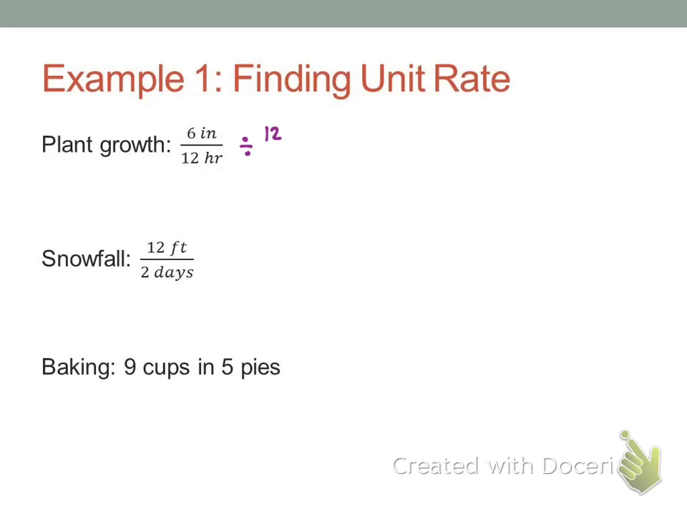In this case, it's going to be 12 over 12. That's going to get your bottom number to cancel out, because here's what I'm trying to figure out. I know that a plant grew 6 inches in 12 hours. I want to know how much the plant grew in 1 hour. That's why it's called unit rate, because I want to find out how much per unit, and in this case, per hour. So divide both sides by 12, I get 1 hour.